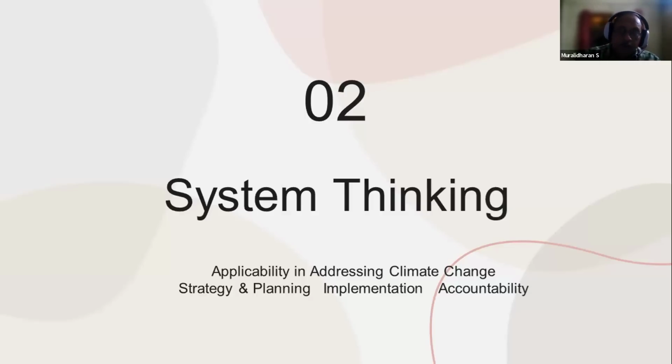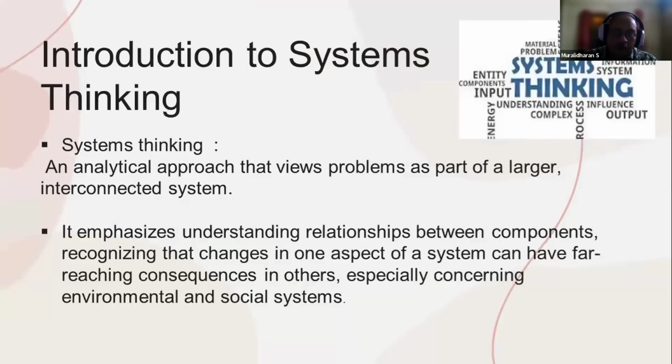accountability. So it becomes very important to see to it that the system thinking is well understood and we are in a position to evaluate what systems have been made and what is the output of that and what are those challenges because of bringing in newer systems, or it goes through iteration to see to it that what best suits under those conditions. So when we talk about the system thinking, it is an analytical approach that views problems as a part of the larger interconnected system. In other words, we are not looking at things in silos.